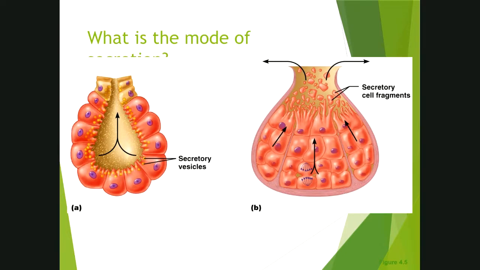So here's a diagram. What do you think is happening in A? Is it holocrine, apocrine, or merocrine? And what is happening in B? So what is A? Anybody want to guess? It's merocrine. That's exactly right.